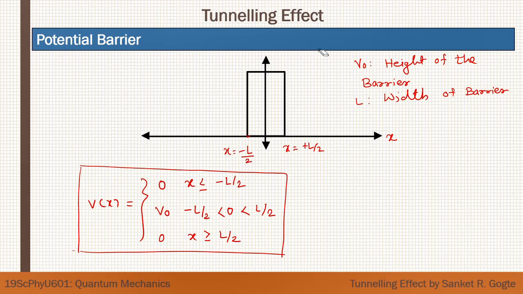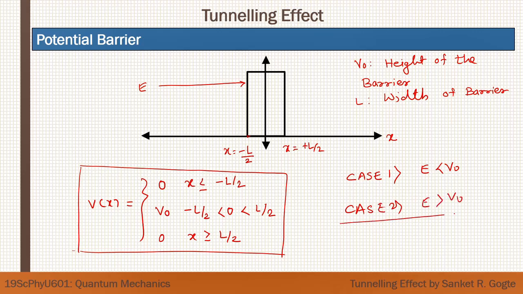First one is when E is less than V0. So case one is E is less than V0, whereas case two is E greater than V0. Case two is often called the scattering states, whereas case one gives rise to the tunneling effect. So basically what we will do is we'll focus on the first case.